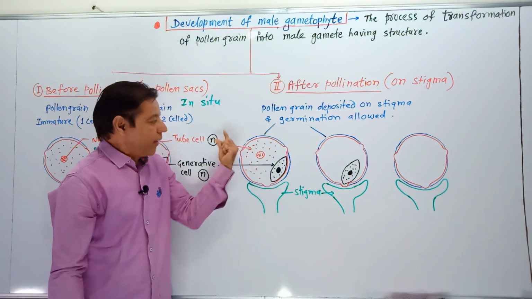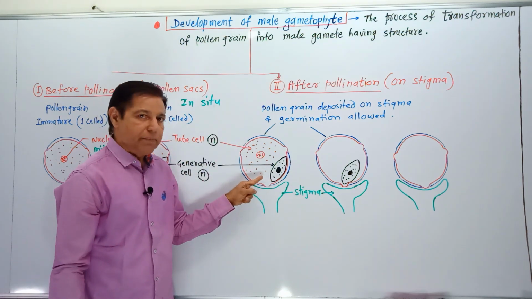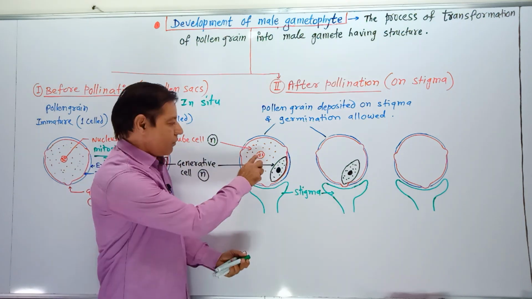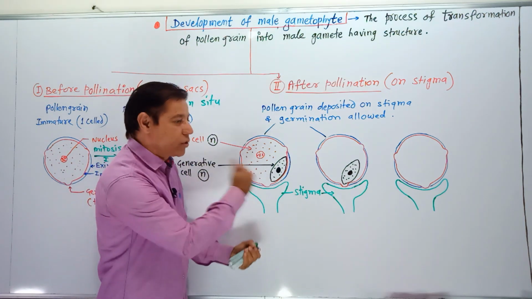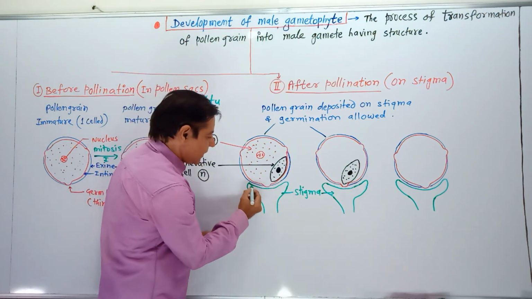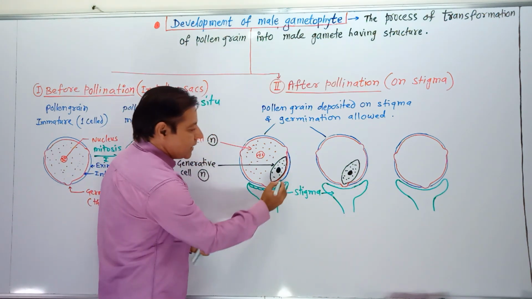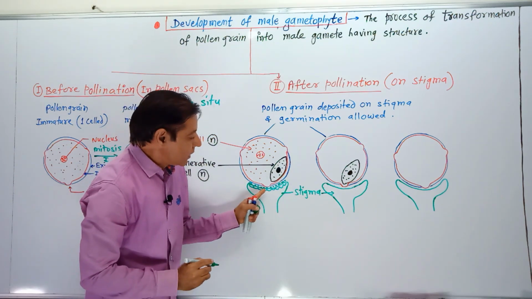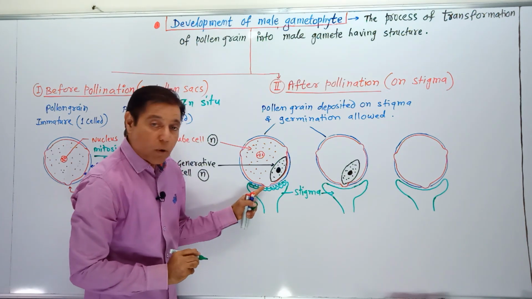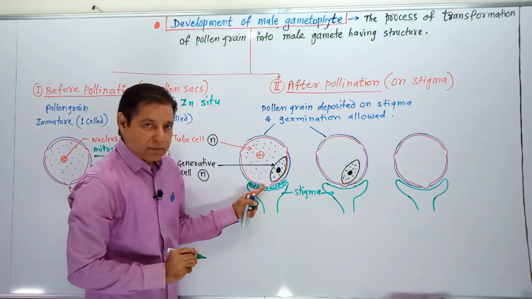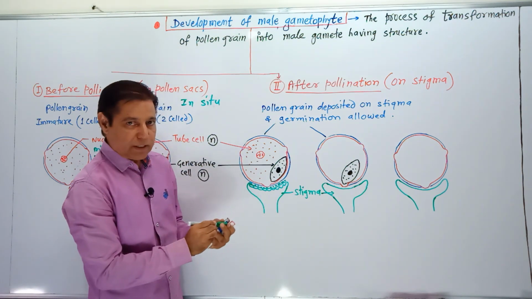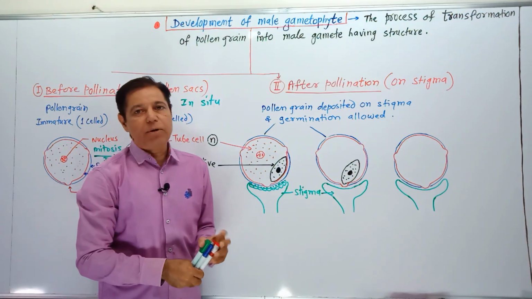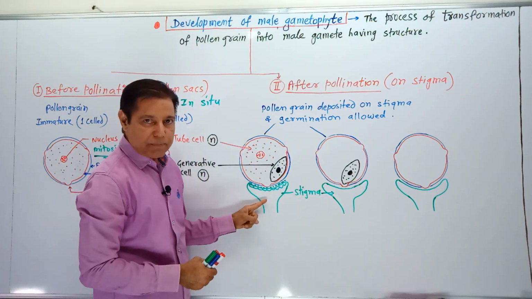Now, when a proper pollen grain is deposited over the stigma, the stigma cells give stimulation to the proper pollen grain so that it can germinate over the stigma. These are the stigma cells. They secrete a sugary fluid, and that sugary fluid stimulates the germ pore for the germination of the pollen grain over the stigma. Now the second step of the development of male gametophyte occurs on the stigma.